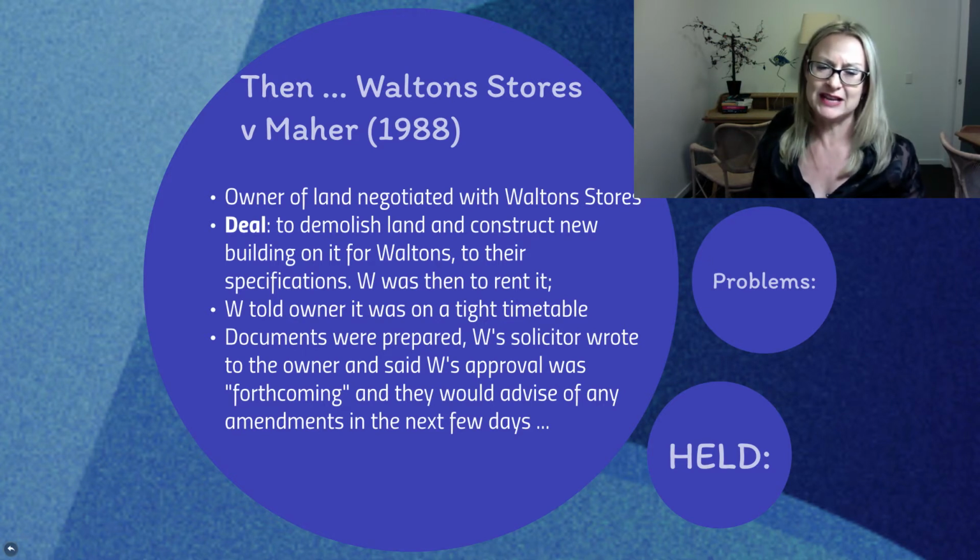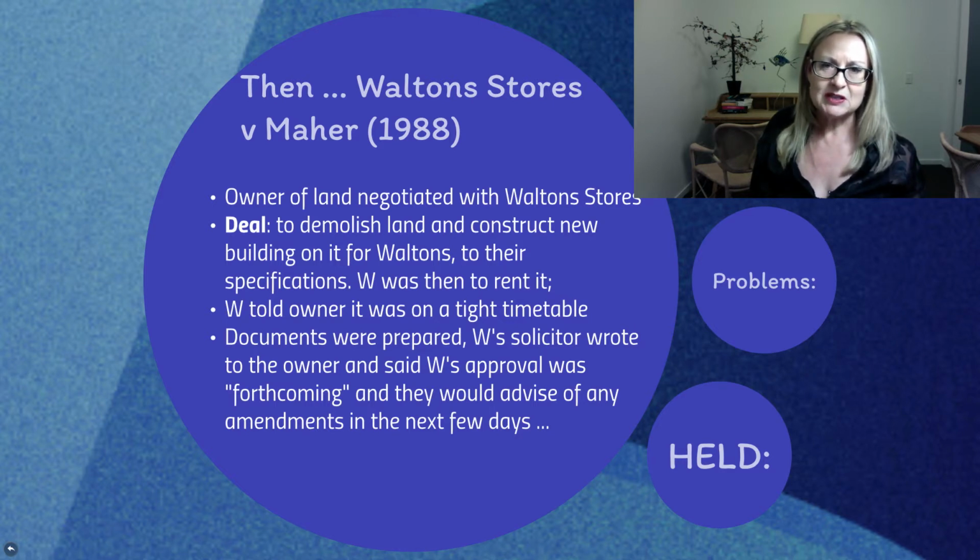Probably right from the get-go, Waltons indicated to Mr. Maher that it wanted him to jump when they said jump. They said that they were under a fairly tight time frame. They could only afford a certain amount of time for the building to be demolished, the new building to be constructed, the new building to be fitted out and then ready for trading. So they put pressure and said that they needed everything done on this very tight time frame.